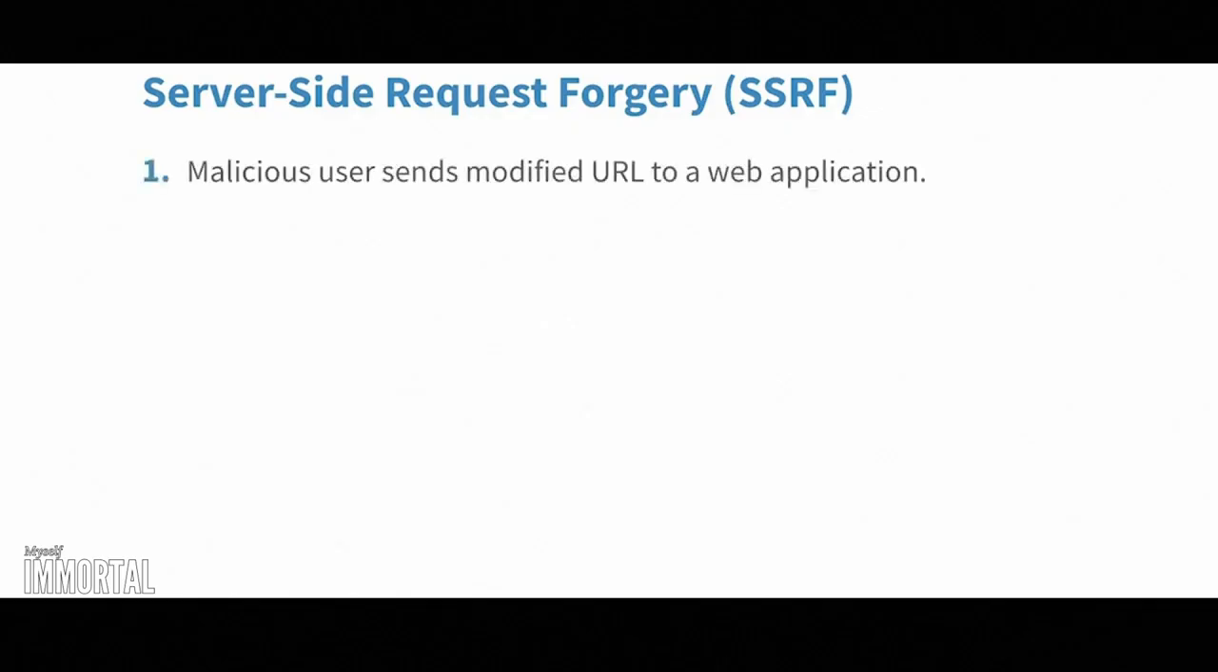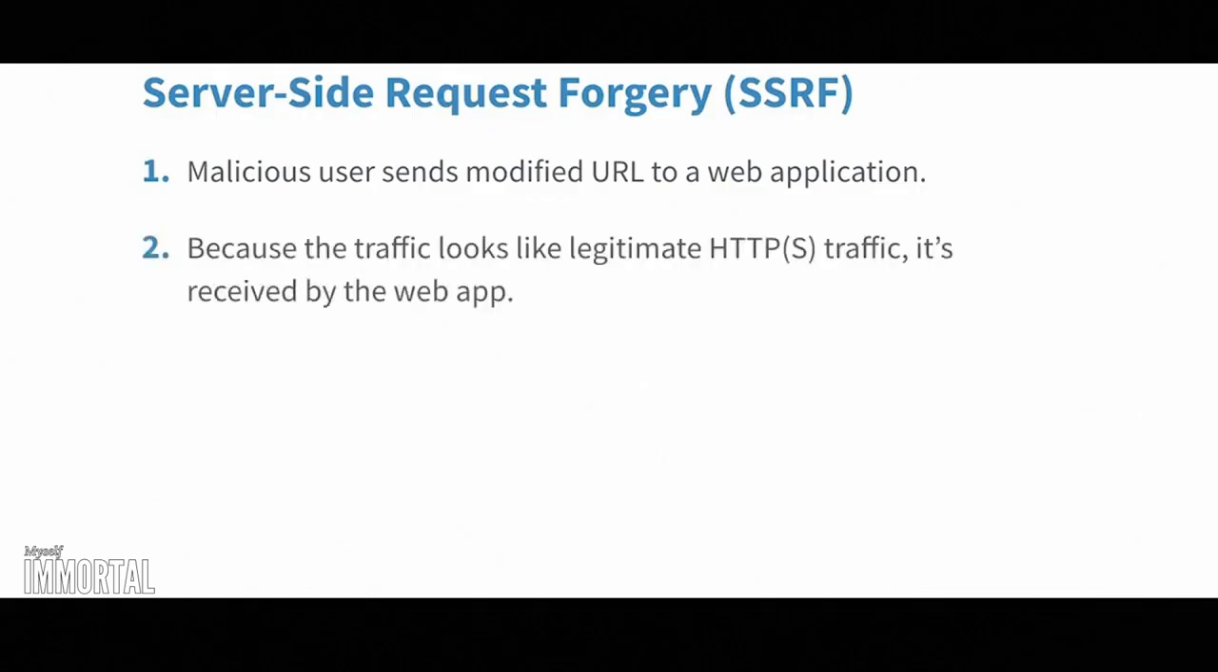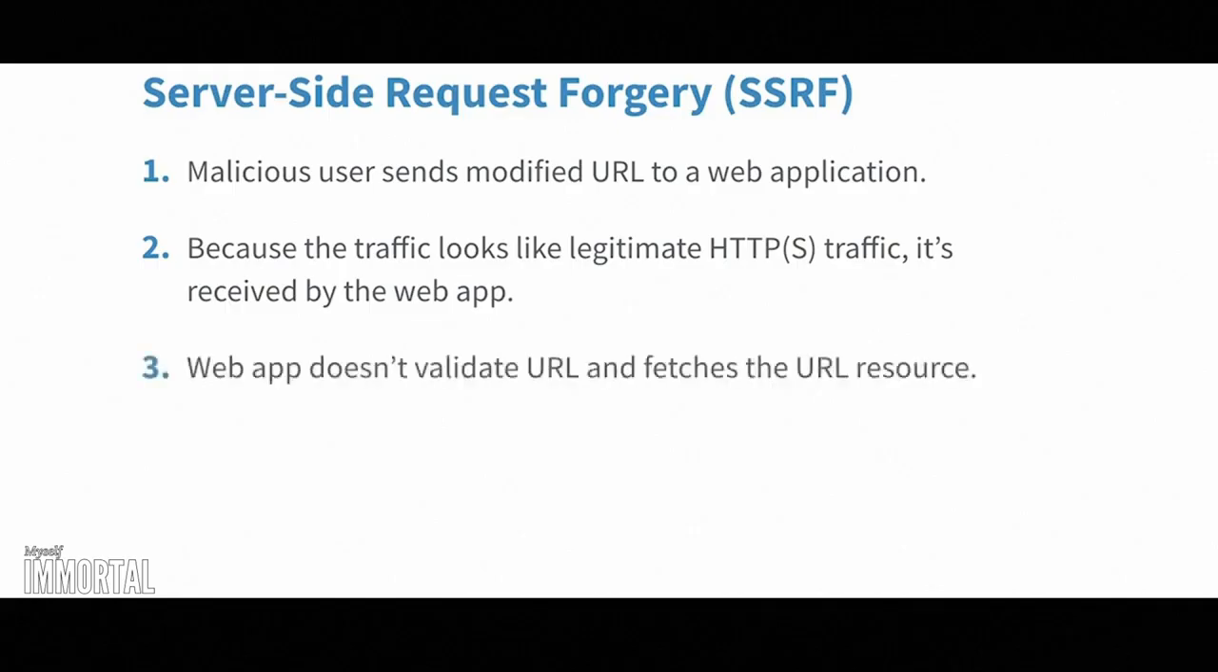The way this works is that in step 1, a malicious user would send a modified URL to a web application. They have to know how to send that URL to take advantage of a vulnerability in the server-side app. Because the traffic looks like legitimate traffic, such as HTTP or HTTPS traffic, the app takes in that URL request. But this is where the vulnerability really resides, in that the app doesn't properly validate the URL. It simply follows the instructions in the URL, such as to fetch a resource from another location, like a URL on an internal server on an internal network.